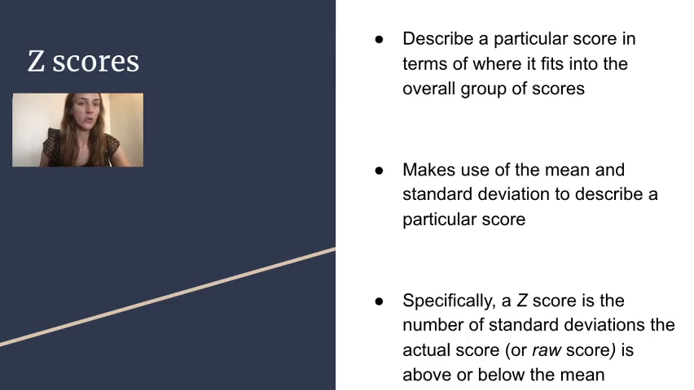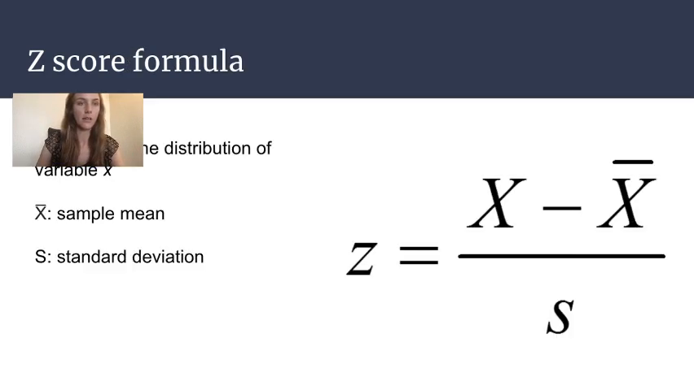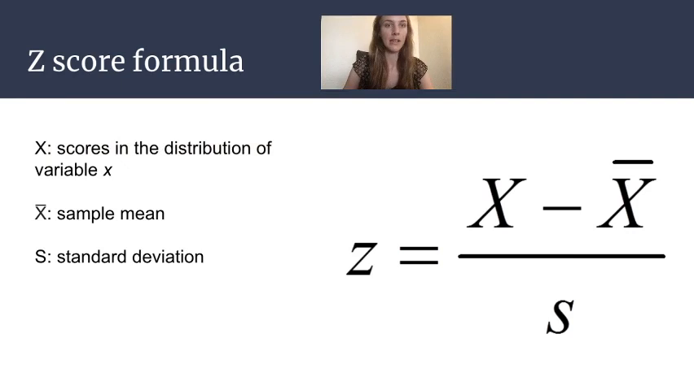So specifically, a z-score will tell you how many standard deviations a particular score is away from the mean, above or below the mean. So we're going to get into some examples of why this is practical to do. But first, let's take a look at the formula. Okay, here we go. Here's our z-score formula.